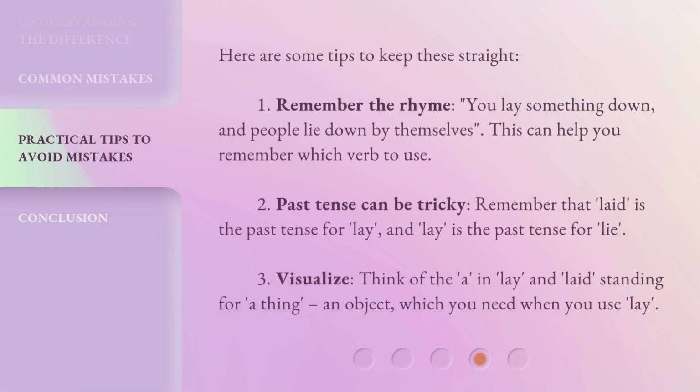Here are some tips to keep these straight. 1. Remember the rhyme. You lay something down, and people lie down by themselves. This can help you remember which verb to use. 2. Past tense can be tricky. Remember that laid is the past tense for lay, and lay is the past tense for lie.